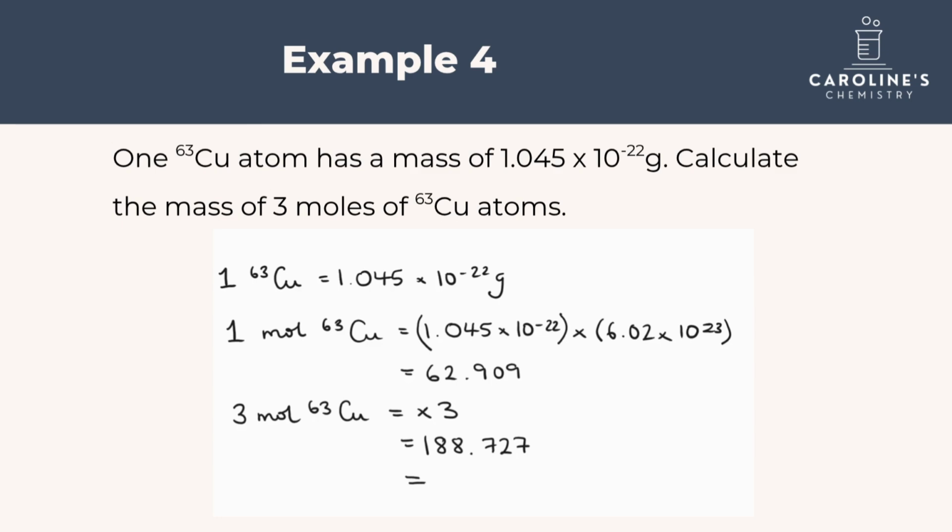I am going to think about significant figures. Now, the original data in the question, which was the mass of the copper atom, is given to 4 significant figures. So that's the answer I'm going to give here, to 4 significant figures. So I'm going to keep the 188. There's my first 3 significant figures. 0.7, rounding down from that 2, and that is our final answer.